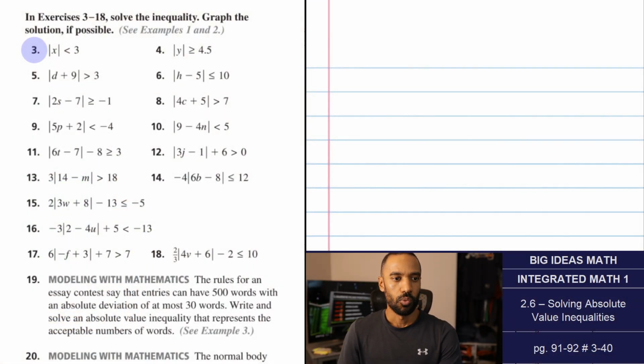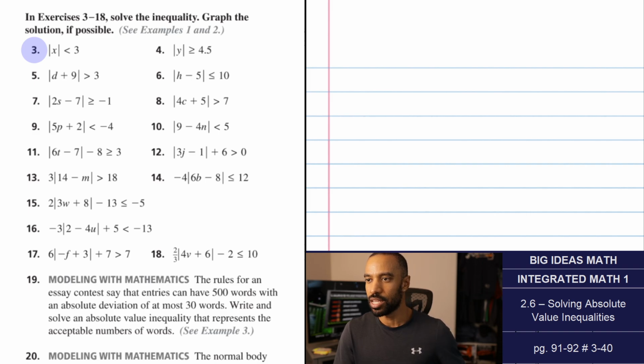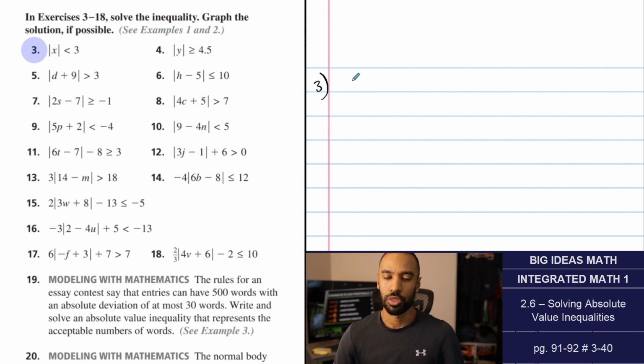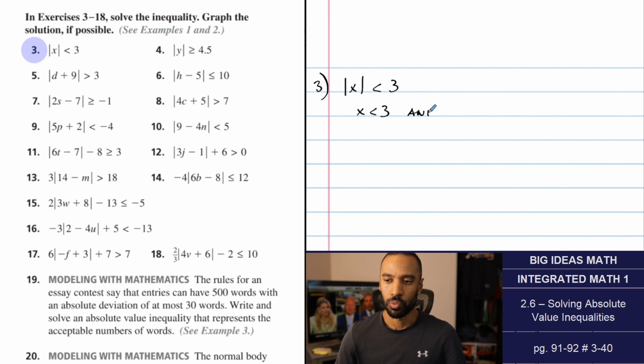So we begin with numbers 3 through 18, where we solve the inequality and graph the solution if possible. On number 3, we have absolute value of x is less than 3. We must stay within 3 units of 0 to the right and within 3 units of 0 to the left. That's x greater than negative 3. That's an answer. I'd rather write it like this personally.